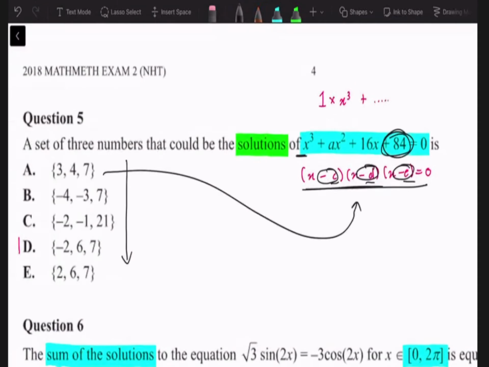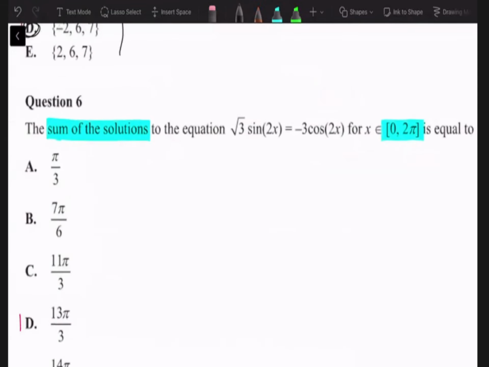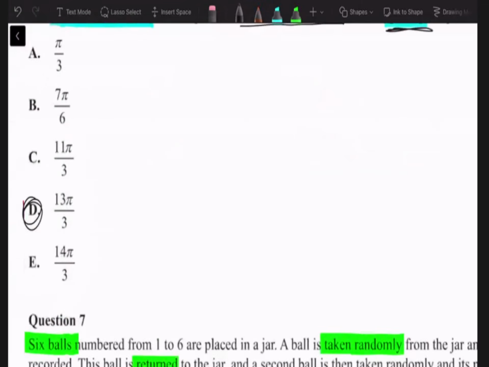So the easiest way I found is to set up an equation like this in your CAS, and then get ready to do trial and error from the bottom up by subbing in these numbers, and you should get D. Question 6 is pretty simple. Just put this equation into your CAS and solve for x in this domain. And then once you get the answers, just add them together and you should get D.